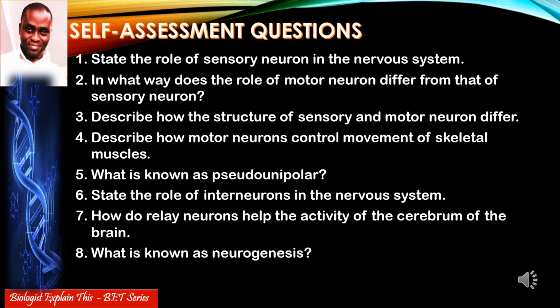Number seven, how do relay neurons help the activity of the cerebrum? The cerebrum is the center in the brain for learning, consciousness, and habits, and whatever you are able to reason about. That's what the cerebrum helps to do. I'm trying to ensure that you understand that in case you have not done the brain in your school. Then number eight, and lastly for this lesson, what is known as neurogenesis?